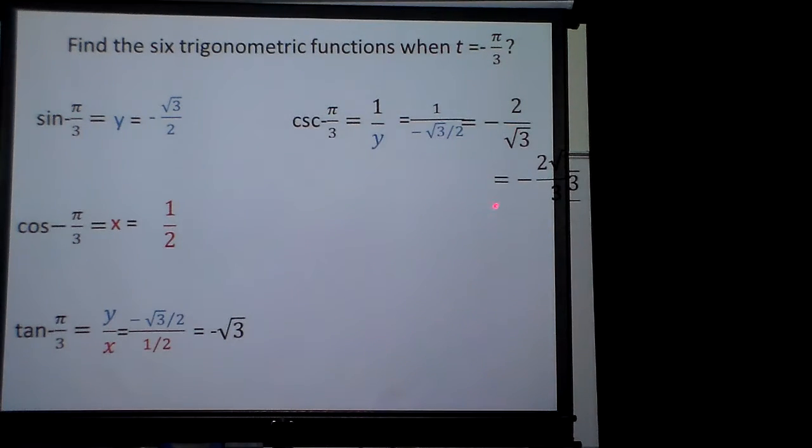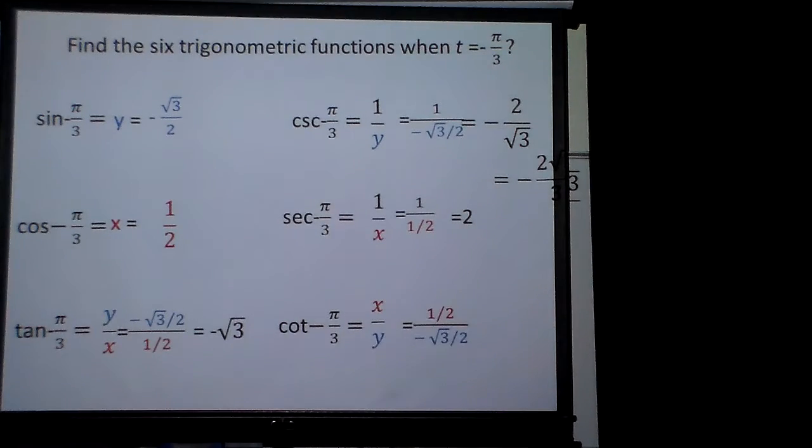Now you can't hardly see it, but that's negative 2 square root of 3 over 3 right there. All right, I don't know if you can see that or not by the way the camera is. And secant, I'm going to flip over the 1/2, which is going to make it just 2. And what do you think is going to happen to cotangent for negative pi over 3? Well, the 2's are still going to cancel. I have that, and when you flip it, you get this negative square root of 3 over 3. Kind of hard to see those. I kind of ran out a little bit of room right there.